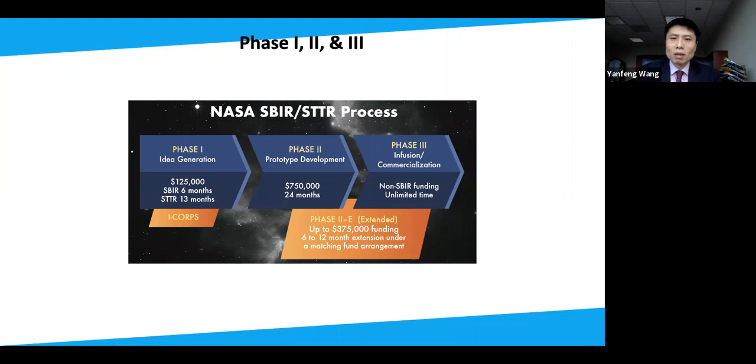Phase 3, in fact, phase 3 money does not come from SBIR or STTR. It may come from the private sector, or if the government signs a contract with you, it may come from procurement and other types of contracts. Here, there's a term called infusion. That is a term you're going to see a lot at NASA. It refers to technology you co-develop with NASA that eventually has very good market potential in other sectors, especially the private market. That is something the government encourages.